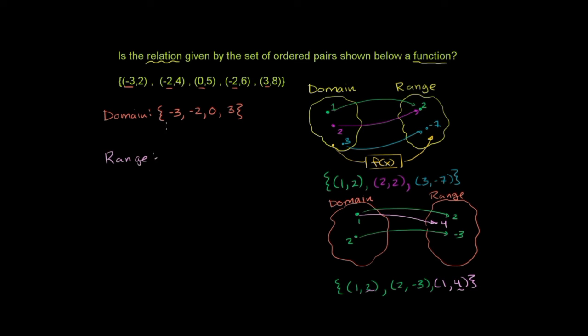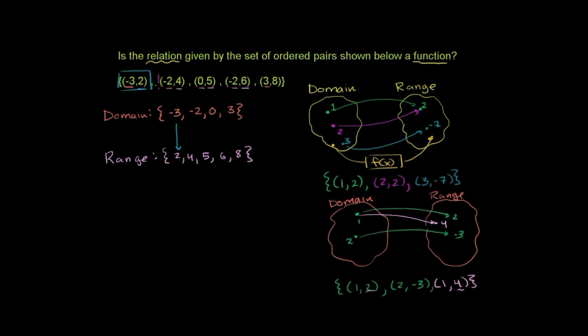These are the numbers that are associated with the numbers in the domain. The range includes 2, 4, 5, 6, and 8. I could have drawn this with a cloud like this, but here we're showing the exact numbers in the domain and the range. And now let's draw the actual associations. So -3 is associated with 2, or it's mapped to 2, based on this ordered pair right over there.